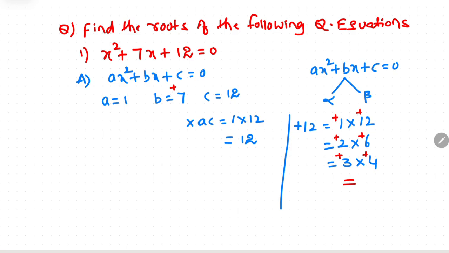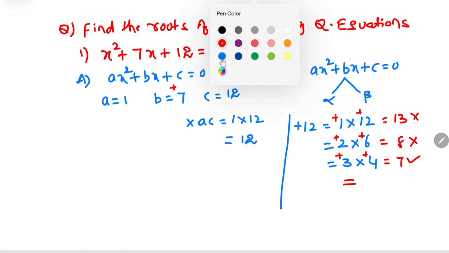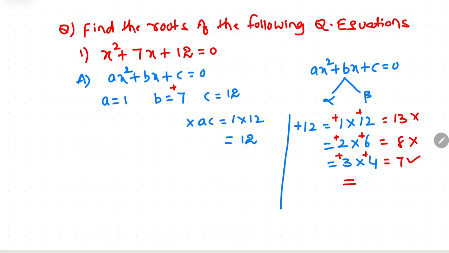Now addition of which pair are we going to get the value 7? So here 1 plus 12, that is 13. Now 6 plus 2, 8. No. 3 plus 4, it is equal to b. So we are choosing 3 and 4. Now coming to the question, x square, for 7 I am writing 3x plus 4x plus 12 is equal to 0.